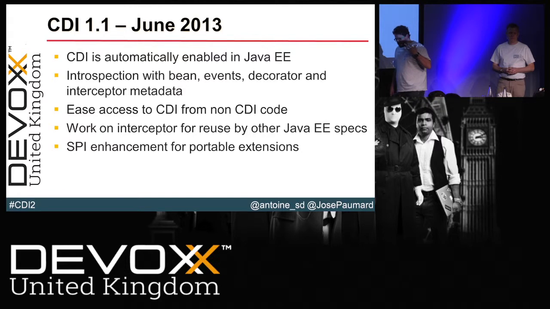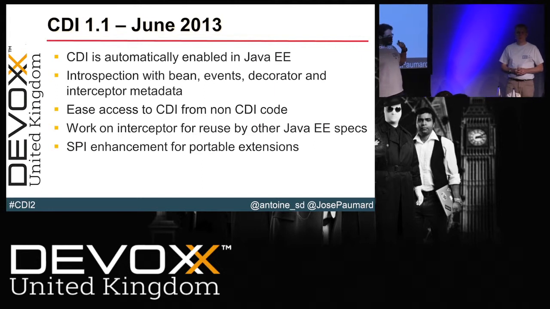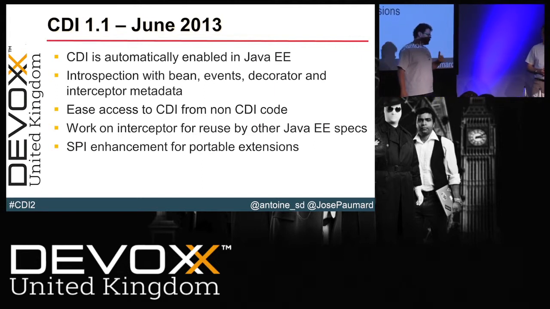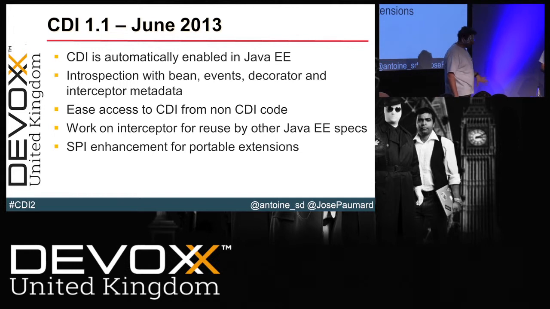There were a lot of helpers added for introspection of the metadata of your bean, of your interceptor, of your event in your application, so it's easier to know what the qualifiers, the list of types, etc., of the current bean are, for instance.